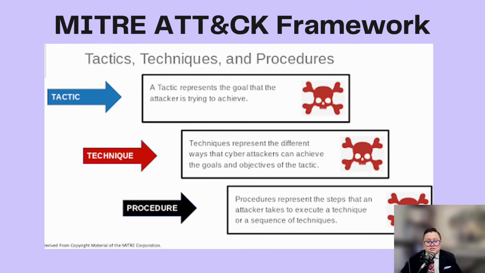And a technique represents the different ways that an adversary can achieve their goals or objectives of the tactic. It's basically how the technique is done, like how they're able to accomplish their goal. And lastly, a procedure represents the steps that an adversary takes to execute a technique or a sequence of techniques. When you look at the attack matrix, which is more or less the visual representation of the MITRE ATT&CK framework, you'll just see mainly tactics, techniques, and sub-techniques.